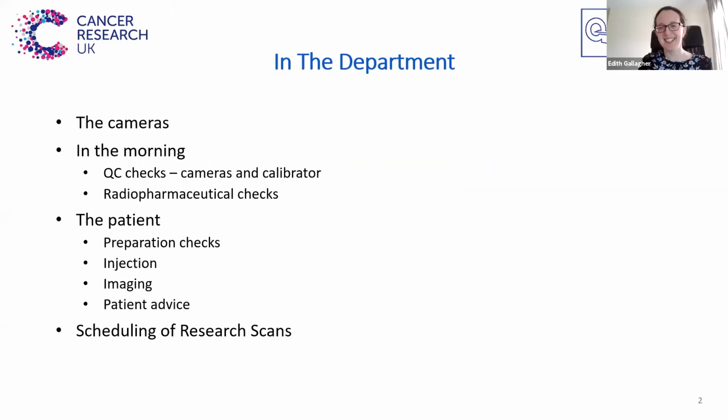Very excited. For my talk today, I will explain a little about the cameras that we use in nuclear medicine and PET-CT. I'll explain what happens in the department before any patients arrive, also what happens with the patient, and a small example of some images. And finally, the logistics and hurdles when looking at scheduling a scan as part of a research study.